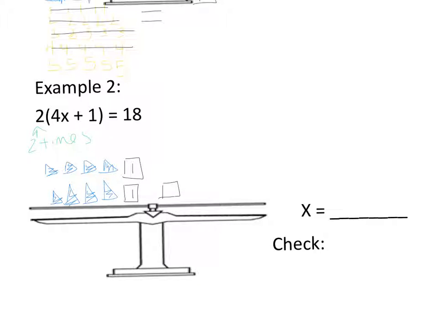Now when I go to build 18, I know I want to start with what I have on the other side, which is 1 plus 1, and then I have 16 more. Now our goal is to get all those blue guys by themselves. Remember, they don't want to play with anybody else. So we're going to take away a 1 from each side, and then I want to do it again because I can actually take away 2 1s from both sides. And what are we left with? Well, we have 1, 2, 3, 4, 5, 6, 7, 8 triangles, and we know it's got to equal 16.